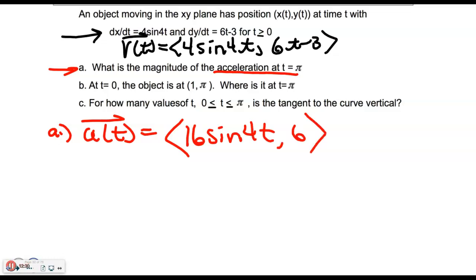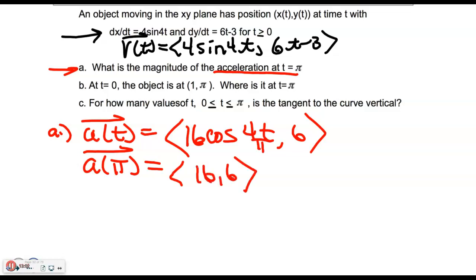And 6, right? So, did I do something wrong? Cosine. Yep, you're right. Sorry about that. Cosine. Good catch, Priestley. You're no longer my bestie. So 16 cosine 4t comma 6. I'm supposed to do it at pi. So I need to find the acceleration at pi. That would be cosine 4 pi is 1. And 16 comma 6, that's if they ask me for the acceleration vector at pi.